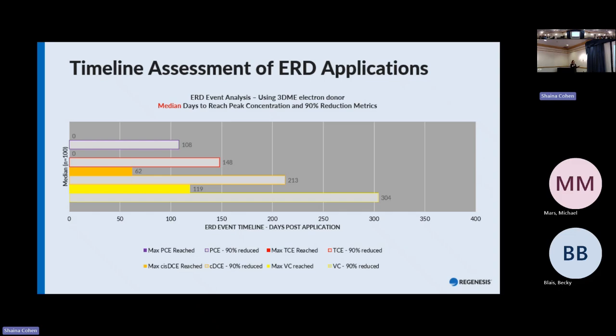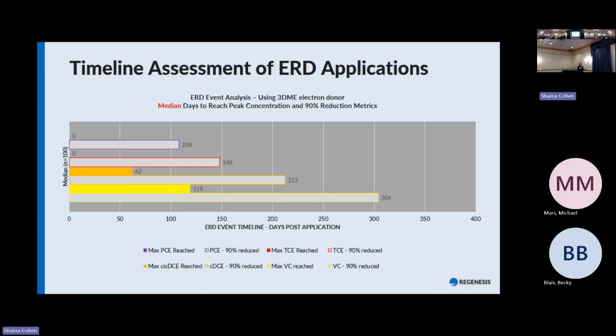Again, managing expectations. So what you're looking at here is the gray bars are showing our actual contaminant level and the amount of time it took to reduce the concentrations by 90%. Okay, so for example, it took 108 days for the PCE concentrations, this is average across 100 sites, it took 108 days on average for PCE concentrations to reduce by 90%. 148 days for TCE, 213 for cis, and 304 for vinyl chloride.